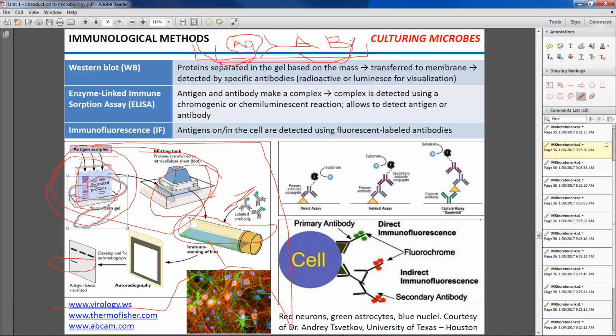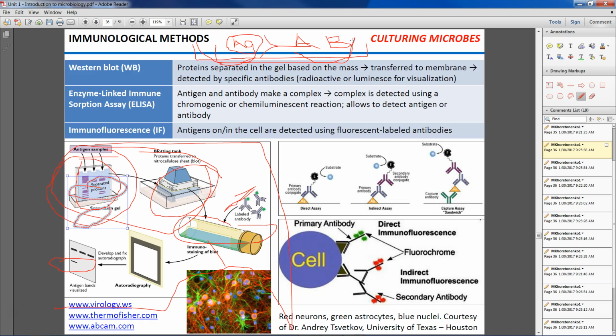The advantage of this method is that it is very, very sensitive. Disadvantage, first of all, you are looking for something specific. So if you think it's salmonella and you look for some salmonella protein, you're going to find it. But if it's not, you still have no idea what it is. Does that make sense? Okay.